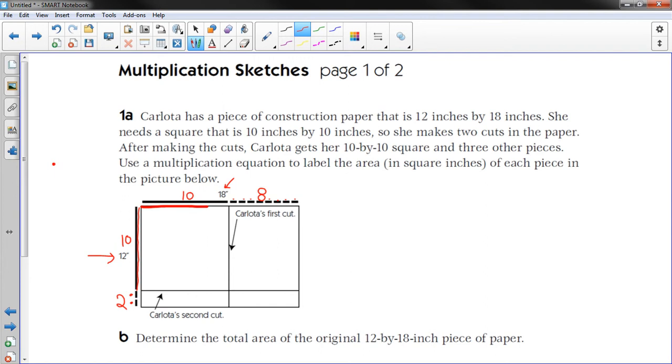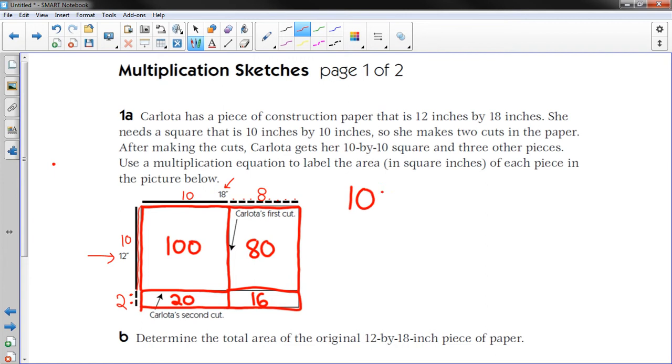So inside here, this becomes a 10 times 10 problem, which is 100. Over here, this becomes 8 times 10. That's 80. Down below, this becomes 2 times 10, 20. And this lower right-hand one is 2 times 8, 16. And if we add up those 4 pieces, that will equal the total area of that rectangle.